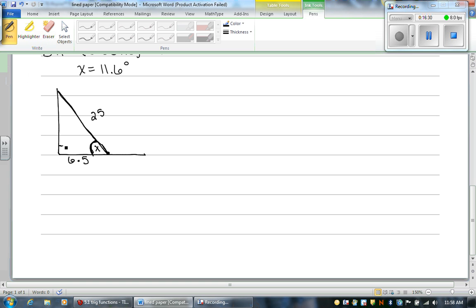Okay? So again, we have to think about what sides we have. We seem to have the adjacent and the hypotenuse. So which trig function includes adjacent and a hypotenuse? Well, that's going to be our cosine function. So we can say cosine of the angle x equals our adjacent side over our hypotenuse. So how do we find the angle? We take the inverse.